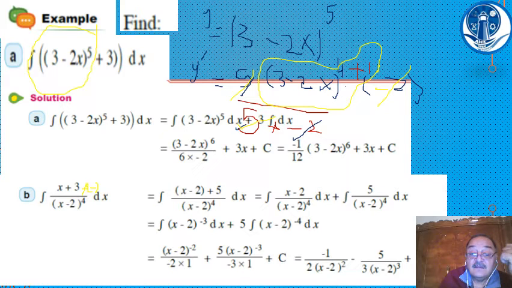Okay, then for the integration, we add the power, divide by the new power times the derivative inside the bracket, plus here add the power, divide by the new power times the derivative inside the bracket. In the derivative we put the power beside the bracket, minus 1, and times the derivative inside the bracket. Here we divide by the derivative inside the bracket, plus c. Okay.